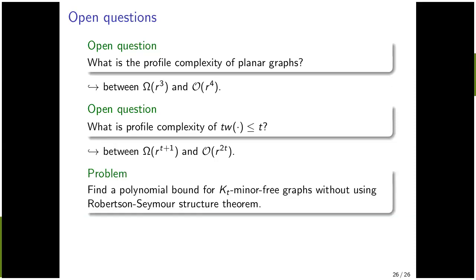And finally, is it possible to find a polynomial bound for the neighborhood complexity of K_t minor free graphs without using the Robertson-Seymour theorem, and so to get much more explicit bounds? I think it might be possible, but we failed. We tried, but we failed.